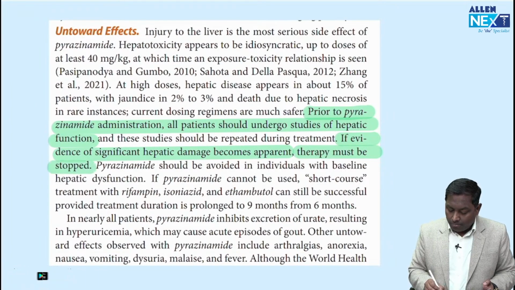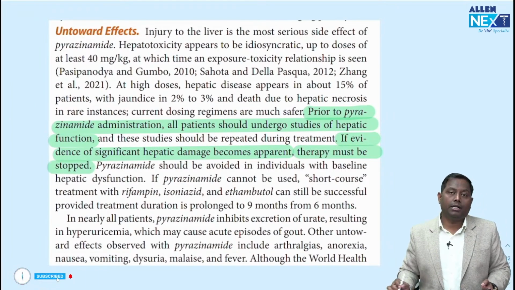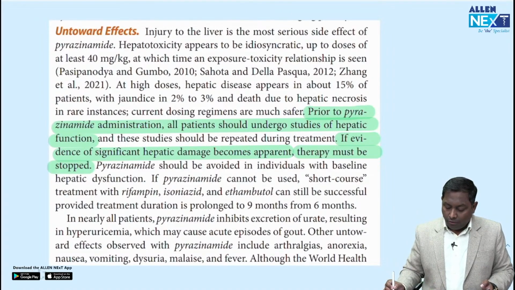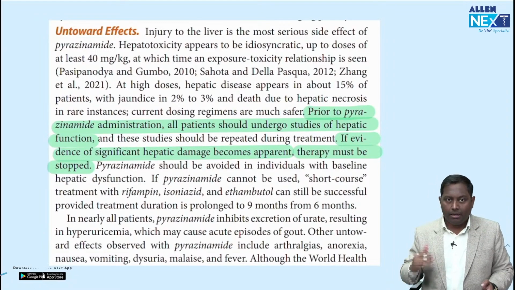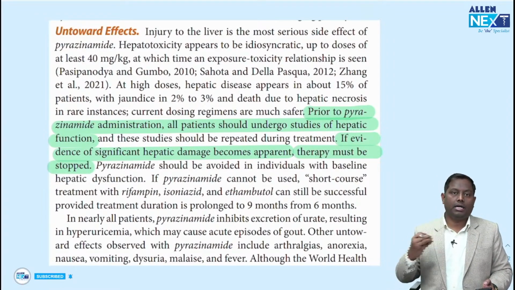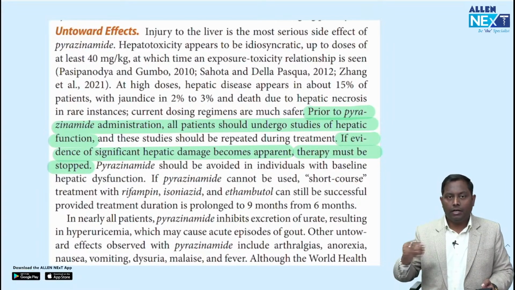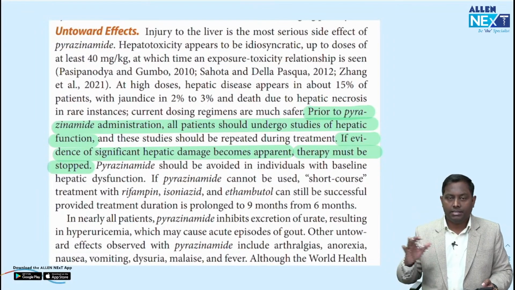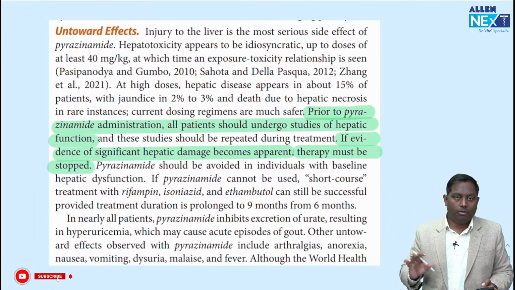Therapy must be stopped. This is according to the international guideline, and also according to Goodman & Gilman. Pyrazinamide should be avoided in individuals if there is alteration in the hepatic baseline enzymes. Let's say your patient is coming today and you are going to start an anti-tubercular drug, and you found out that the hepatic enzyme is already altered from the baseline. In that scenario, you will not be starting. But they have not mentioned anything like this.